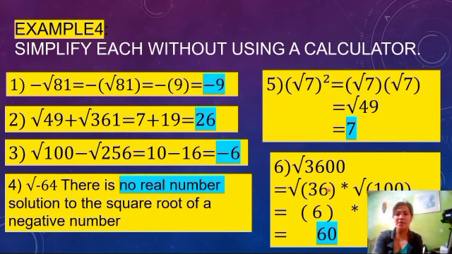Another example. Square root of 3,600. So, this can be expressed as square root of 36 times the square root of 100. Square root of 36 is 6. Square root of 100 is 10. Then 6 times 10 is 60.